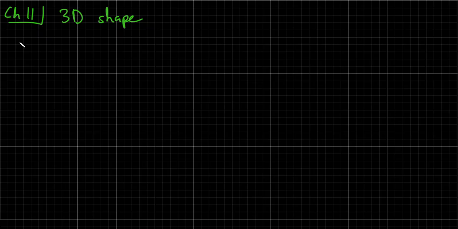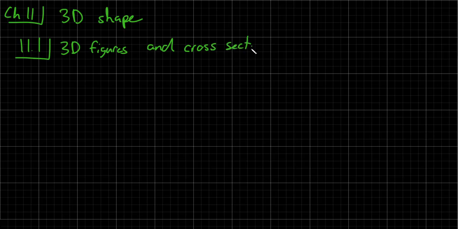3D shapes. So 1.1 is about 3D figures and cross sections. Okay, what 3D shape do we think of?